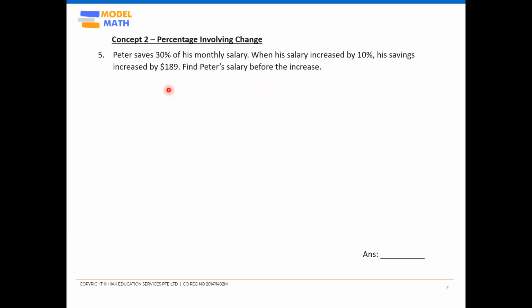Okay, so when we read this question, we must understand that even after the increment in salary, he is still always going to save 30% of the new salary also. But of course, the value of the 30% would then be different from the original 30%. All right, so with this understanding, how am I going to solve this? It's actually like a percentage of a percentage question.